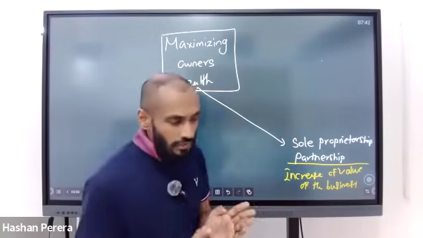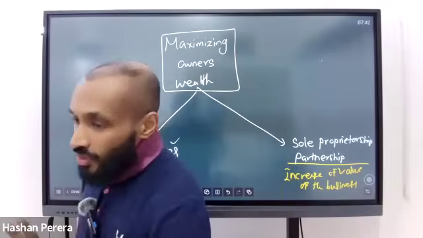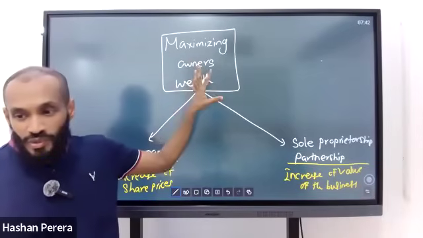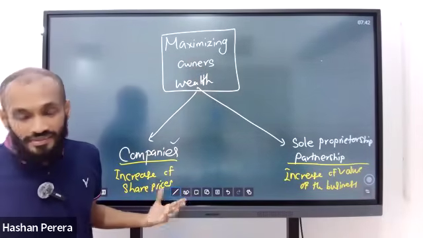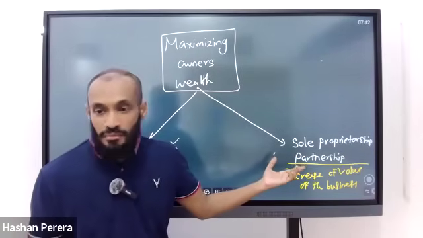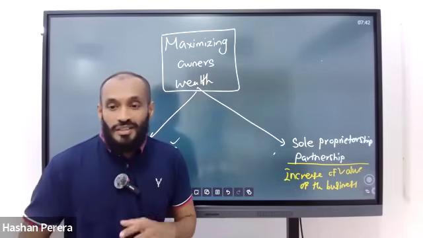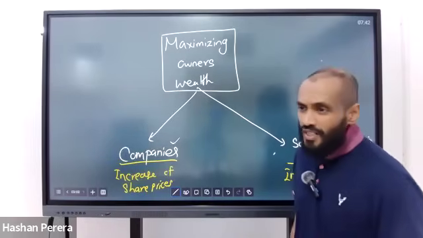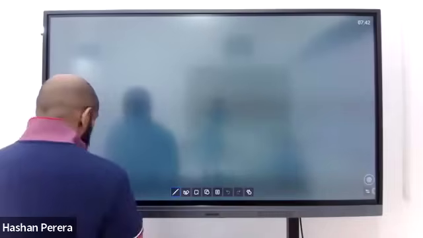Simple. So whenever you are asked to explain what you mean by maximizing owner's wealth, if it is a company, what does it mean? Increase of share prices. If it is a sole proprietorship, and even for the partnership, you can give the same meaning. It is the increase of the value of the business. The value of the business increases. Sometimes you may have a problem with that point, so I will explain it.